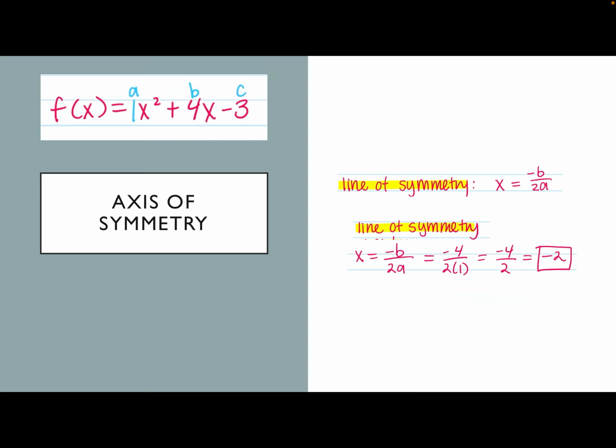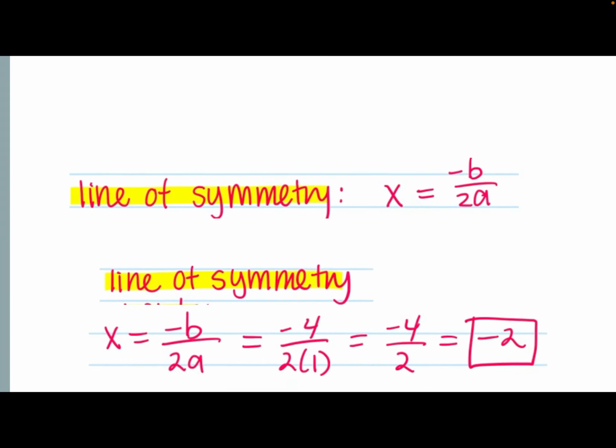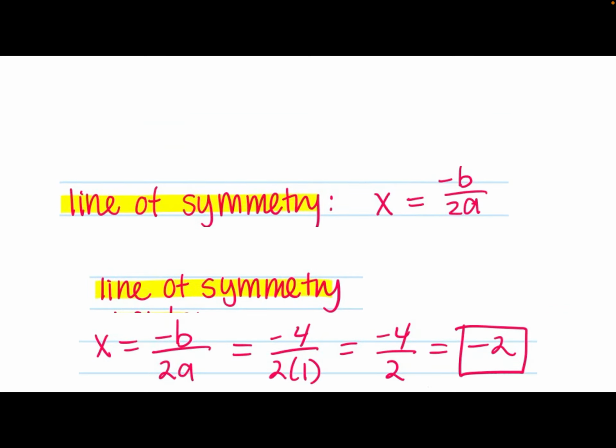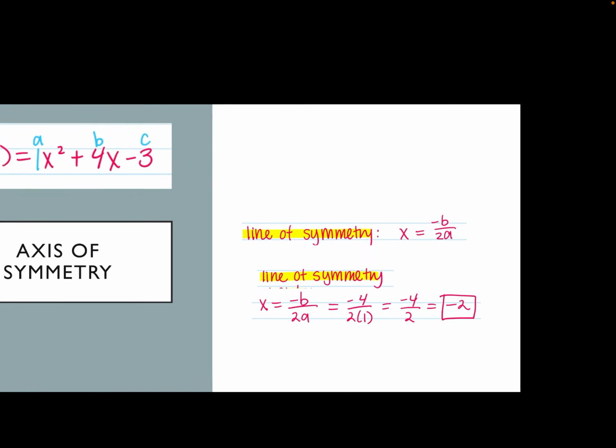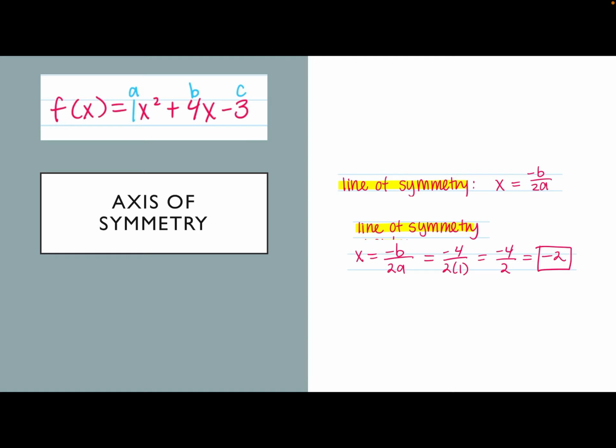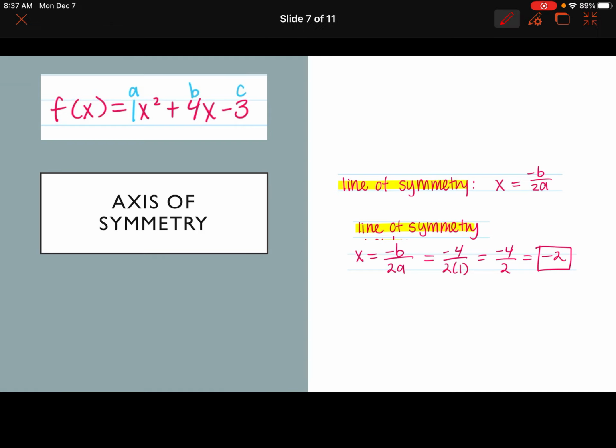All right, to find the axis or the line of symmetry, we're going to use this equation, x equals -b over 2a. So go over here to the left. Our b was 4 and our a was 1. So what I did was, down here, I plugged it in. Here's the equation. Then I plugged it in: b was 4, so -b is -4, over 2 times a, which was 1. And then I simplified, so x for the line of symmetry is -2.